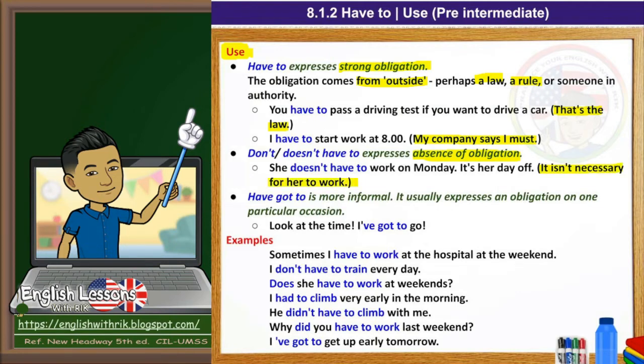Have got to is more informal. It usually expresses an obligation on one particular occasion. Look at the time. I've got to go.